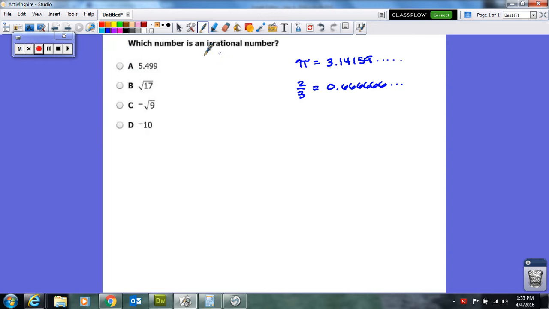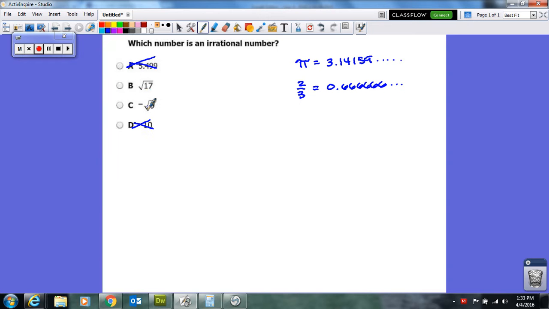All right, so as I look at these values here, 5.499 is a finite value that doesn't continue on forever, so we can eliminate that as one of the possible answers. And -10 is a finite value as well, so we can eliminate that.